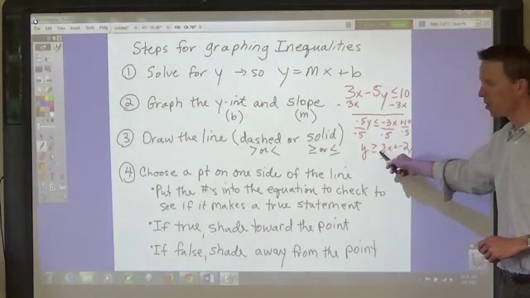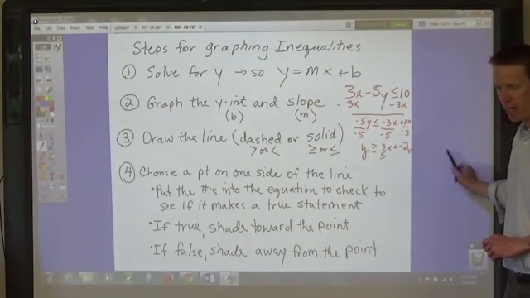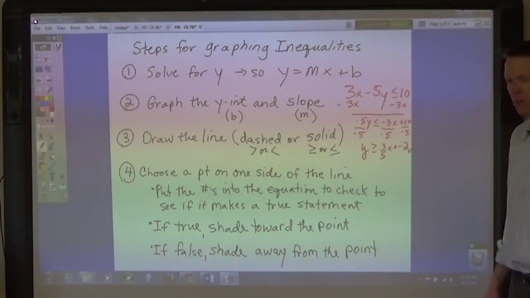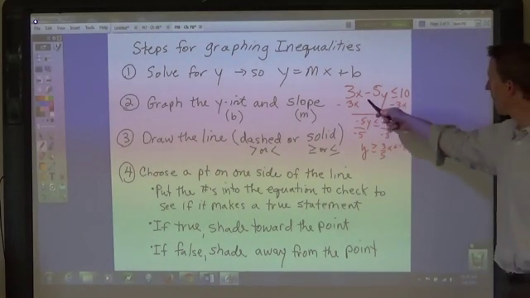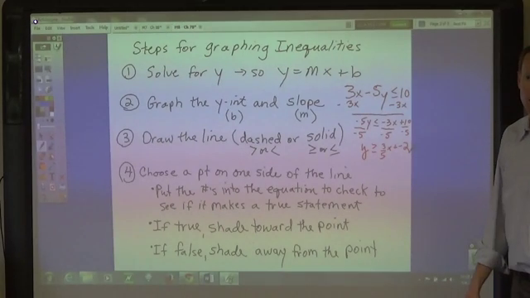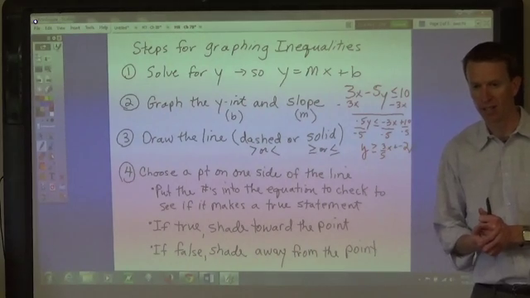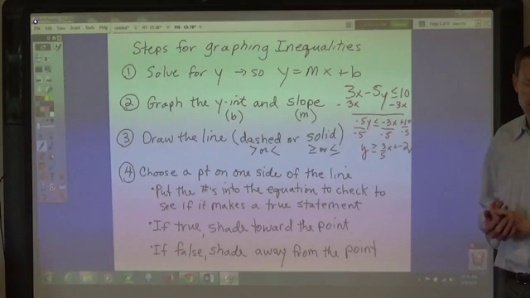This line wouldn't go through 0, 0, would it? It would be down 2 and then up 3 and over 5. We could use 0 for x and 0 for y, and put those into the equation. How do you pick a point? You pick the easiest point possible. Since 0, 0 is the easiest numbers to work with, use 0, 0 whenever possible.